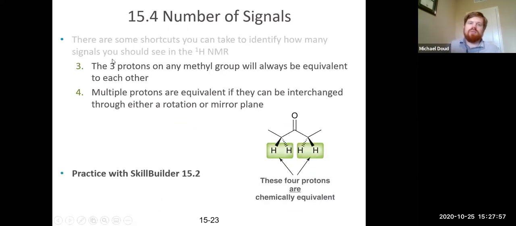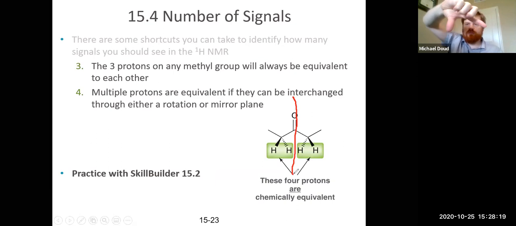Okay, now the 3 protons in the methyl group are always equivalent. I told you that one already, but that's important as well. And then finally, multiple protons can be equivalent if they can be interchanged through a rotation or a mirror plane. So here is 3-pentanone, for example. 3-pentanone has an axis of symmetry here. So that axis of symmetry can rotate one way or the other.